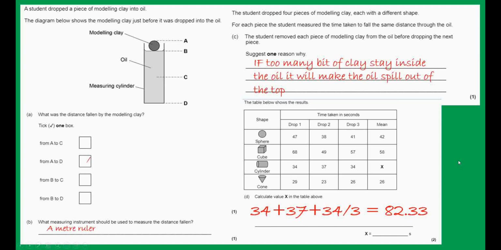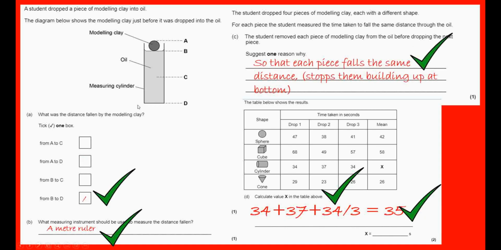Okay, moving on. Now, this student will get some marks for these questions. They don't have any marks for question A or question C, and they have dropped a mark for question D. So here, this sphere is dropping through the oil. If we go from the top of the sphere at A to D, that's not the height that the sphere has dropped through. It's not the height the modelling clay has dropped through. It's the height plus some height of the actual modelling clay. It's not the distance that it's dropped through. That distance would be B to D.